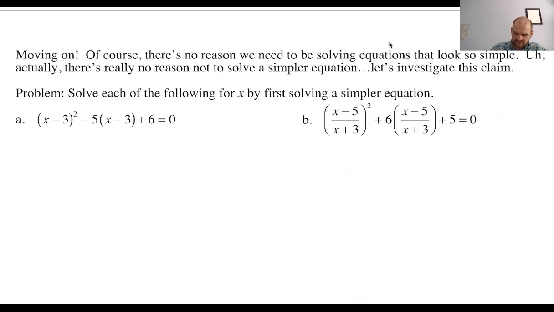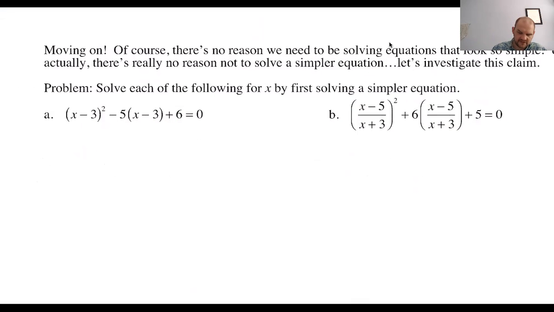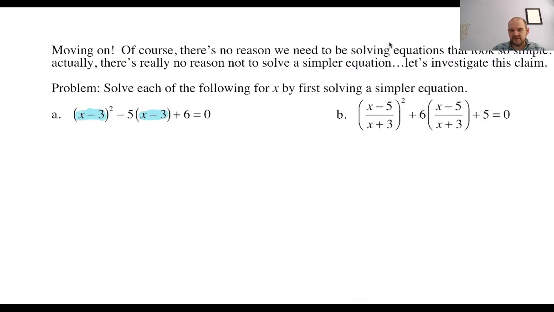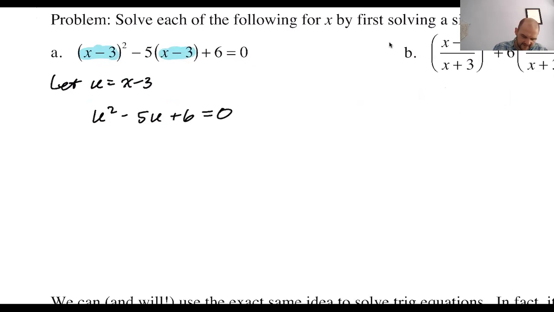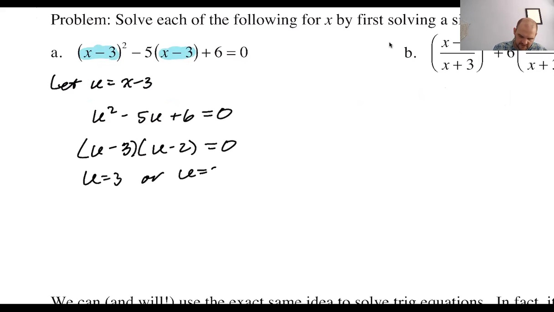So let's take a look at this. Solve each of the following for x by first solving a simpler equation. The simpler equation comes from looking for patterns. Here I see x minus 3, I see x minus 3. What if I just replaced x minus 3 and solved a simpler equation? What if I said, let u equal x minus 3? Then this becomes u squared minus 5u plus 6 equals 0. I can solve that by factoring: u minus 3, u minus 2, which means u equals 3 or u equals 2.